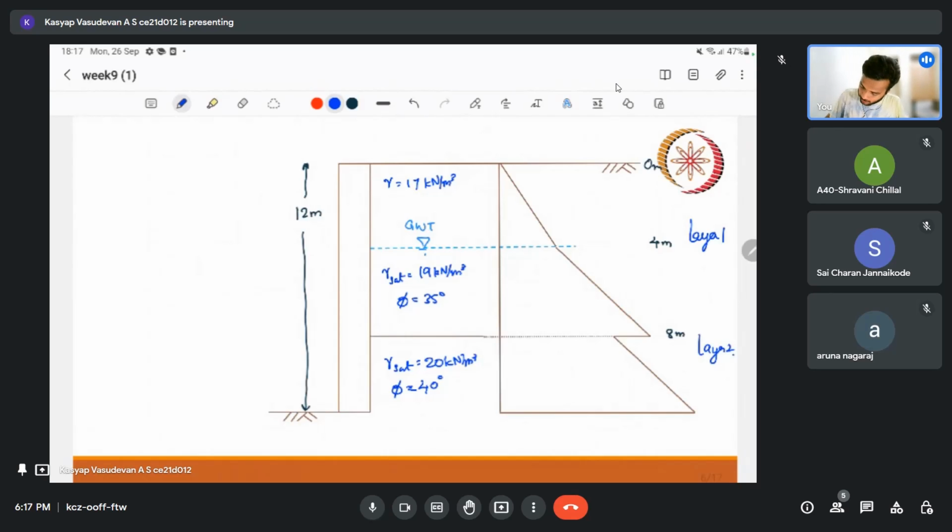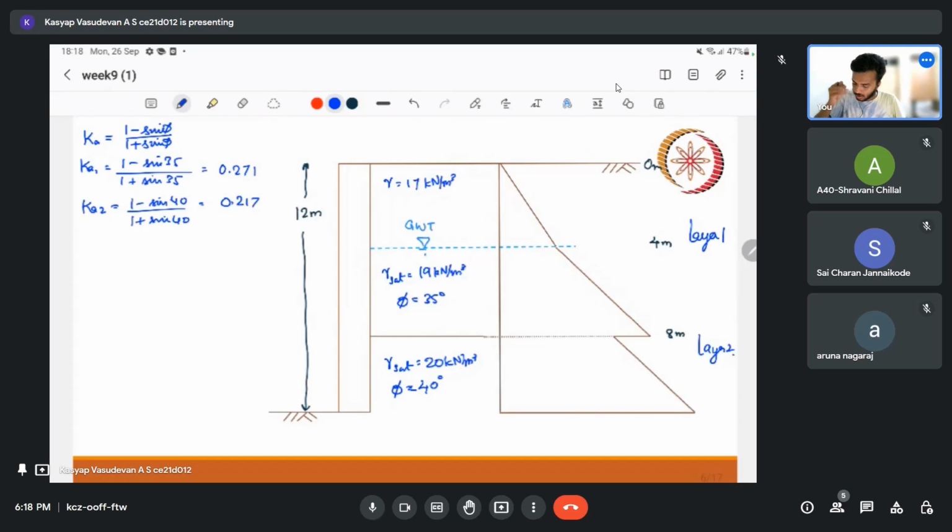Now we can find Ka1 and Ka2. So for layer 1 let it be Ka1. For active condition we know that Ka1 is equal to 1 minus sin phi by 1 plus sin phi. So I can write Ka1 is equal to 1 minus sin 35 by 1 plus sin 35, that will be 0.271. Ka2 will be 1 minus sin 40 by 1 plus sin 40. This will be 0.217. So we know both the lateral earth pressure coefficients. Now, let me write it here: Ka1 is equal to 0.271, Ka2 is equal to 0.217.